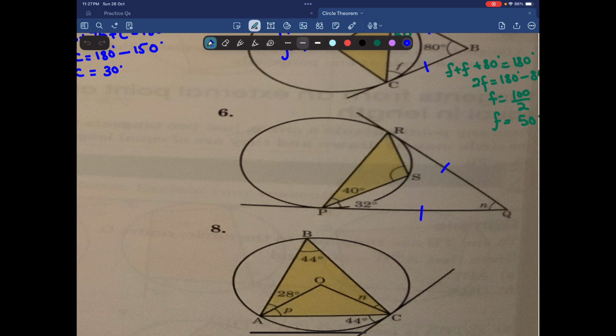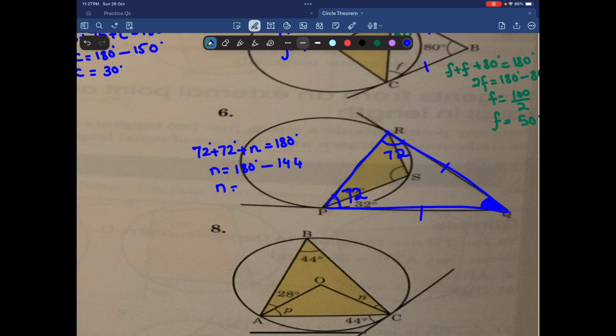Okay, so let's do it. Since this is 72, 40 plus 32, this will be 72 as well. And we are looking at triangle PQR, so this triangle, and we need to find the value of this angle. So 72 plus 72 plus n should be 180 degrees. So n is equal to 180 degrees minus 144. So n is going to be 36 degrees. Okay.